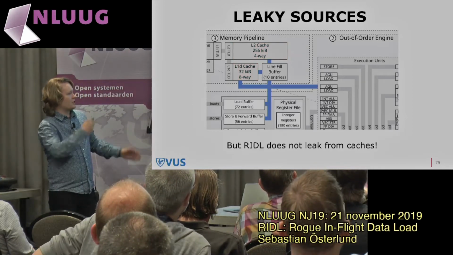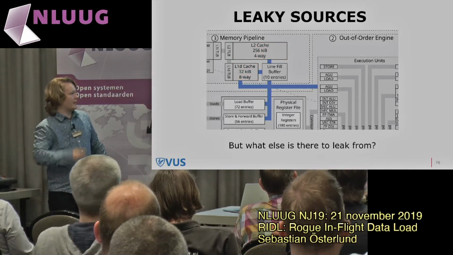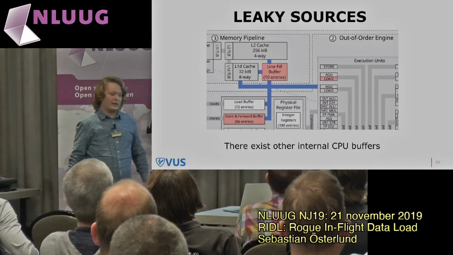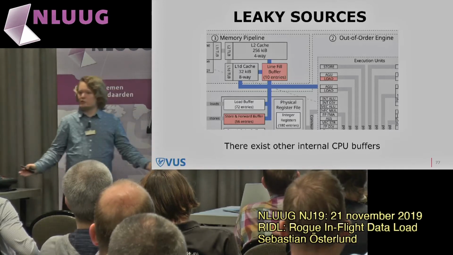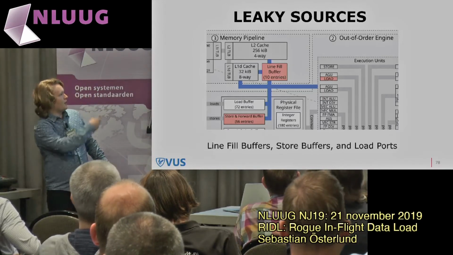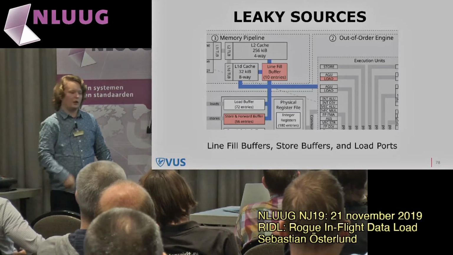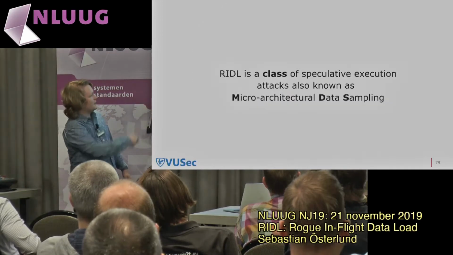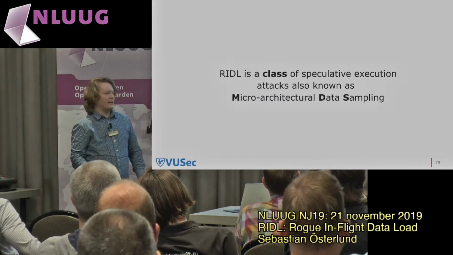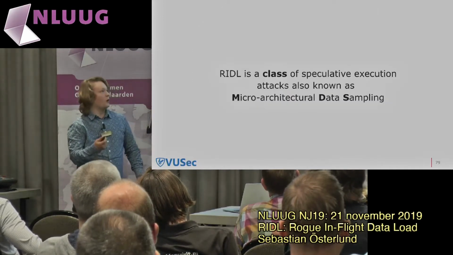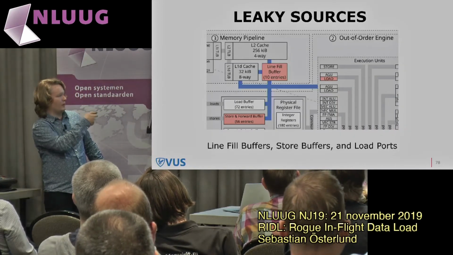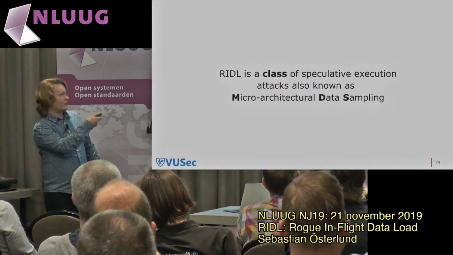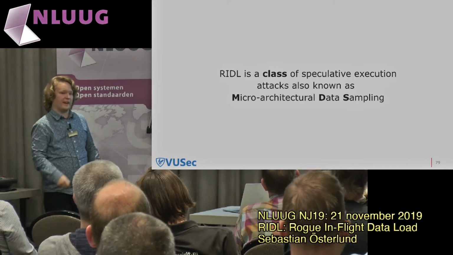Well, the caches are well documented, well understood, and we don't leak from caches, but what else is there to leak from? So it turns out there's a bunch of other internal CPU buffers, as you can see. You have the line fill buffers, the store buffers, and load ports. These things are not really well documented, but what we see is that we actually can leak from multiple different internal CPU buffers. So that's why you consider it a new class of attacks.